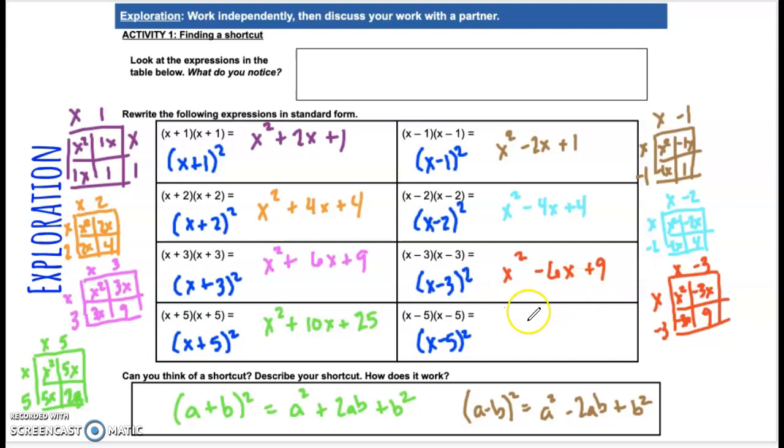All right, so let's see if we can do this last one just by using our pattern, right? So if we're just using our pattern, we would have x squared, and our last term would be 5 times 5, which is 25. And then we're going to do 2 times the first term times the last term. But I want to make sure I use a minus sign in there. So I'm going to change that to a minus. So 2 times x times 5. 5 times 2 is 10, so negative 10x.